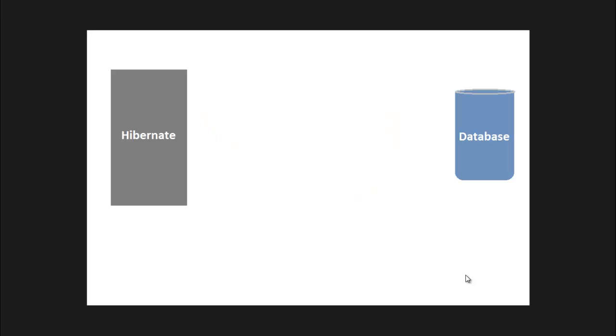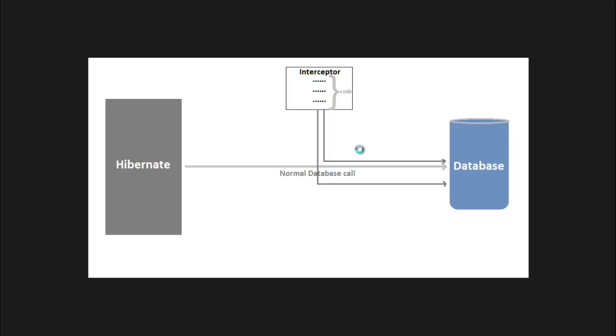Sometimes we may expect our own customized behavior from the persistence layer, which is not associated within our application. If you see, Hibernate is in our application, and we are making a call to the database from Hibernate. It is just a normal database call. By means of interceptor, we can get our customized code invoked as the persistence logic is being executed.